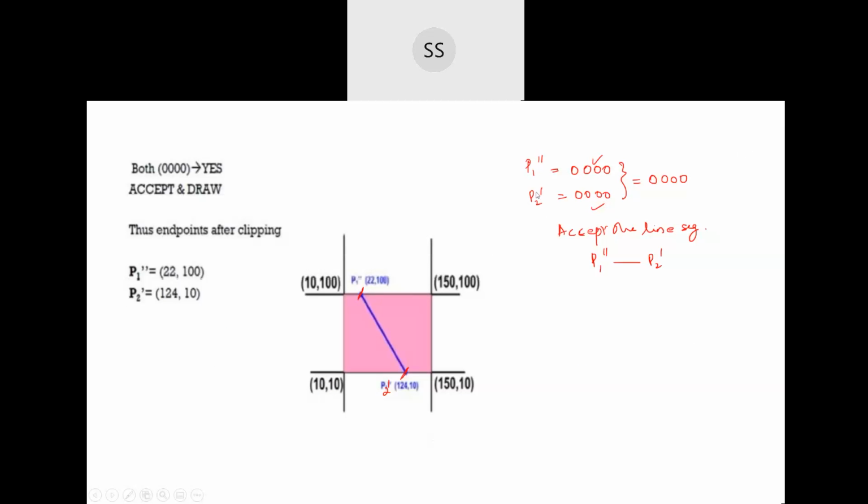Once you get P1 double dash and P2 dash as the same value, what you can do? You can draw the line between the two endpoints and accept that particular line to be within the window.